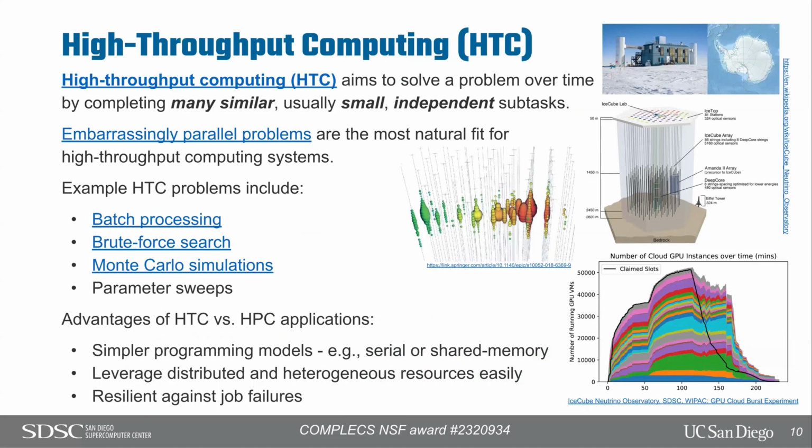High throughput computing is a little different, right? It really aims to solve a problem. The problem can be large, but usually this problem is made up of many similar, usually smaller, independent subtasks without a lot of communication, or hardly any, between these independent subtasks, right? So the most natural type of problem is these embarrassingly parallel problems, which are the most natural fit for high throughput computing systems, right?